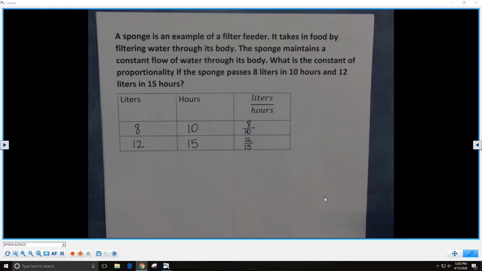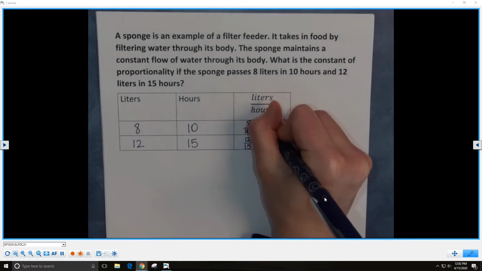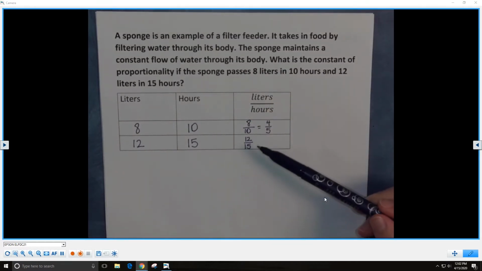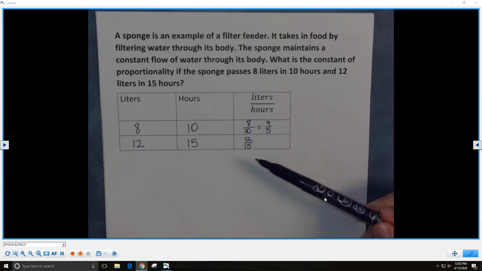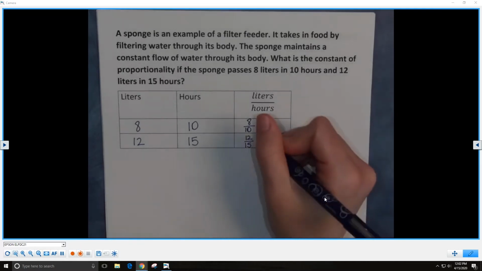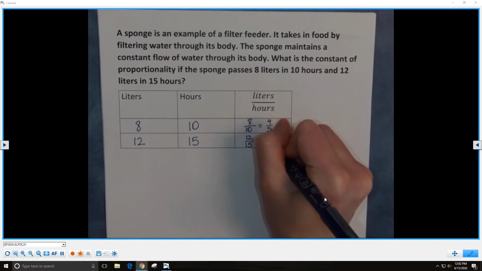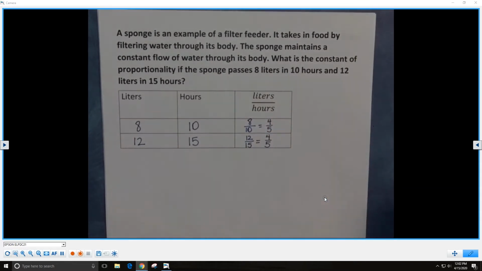Well, dividing the numerator and the denominator by 2, 8/10 is equal to 4/5. How about 12/15? What's that equal to? I hope you said that by dividing 12 and 15 by 3, 12/15 is equal to 4/5 as well. Since both of these ratios are equal to 4/5, the relationship is a proportional relationship.